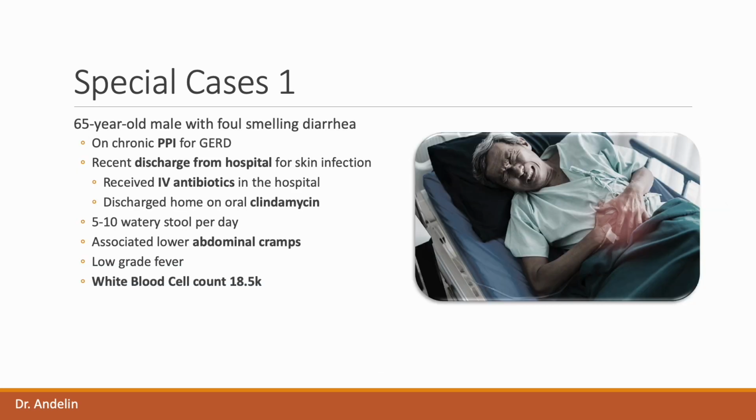In our first case, we have a 65-year-old male who presents with foul-smelling diarrhea. One of his medications is a proton pump inhibitor, or PPI, for gastroesophageal reflux disease. Additionally, he was recently discharged from the hospital for a skin infection. During that time, he received IV antibiotics in the hospital and was discharged home on oral clindamycin. He is now having 5 to 10 watery stools per day. He has associated lower abdominal cramps, and additionally, he has a low-grade fever. Workup includes a CBC with a white blood cell count of 18.5 thousand.